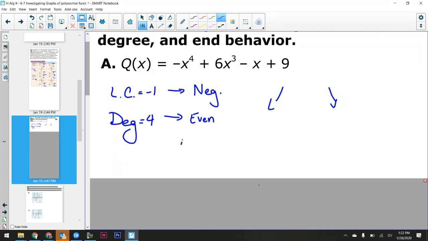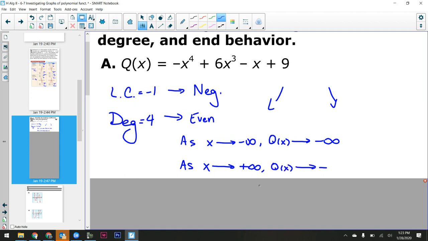If I'm writing it out formally, we can always start like this. I usually put my left side first, and then I'll put the right side. As x approaches negative infinity, what is happening on the left side? It's going down, so my function q of x goes down. On the right side, the function goes down as well, so q of x decreases. That's how we describe the end behavior.